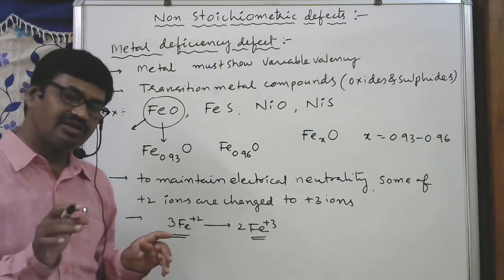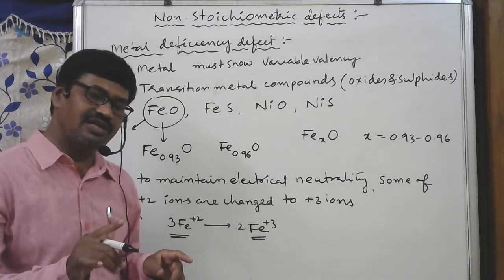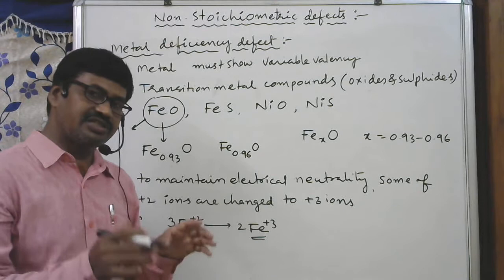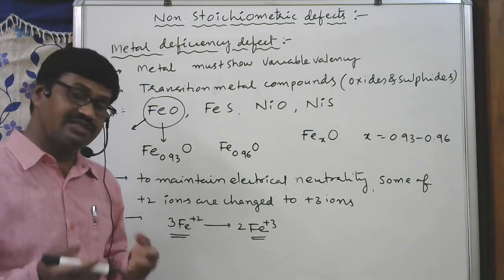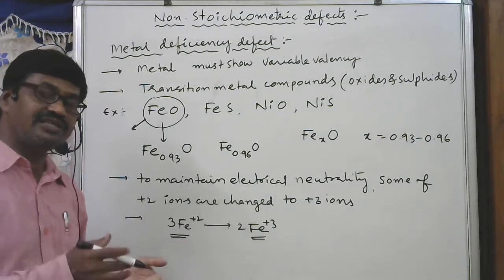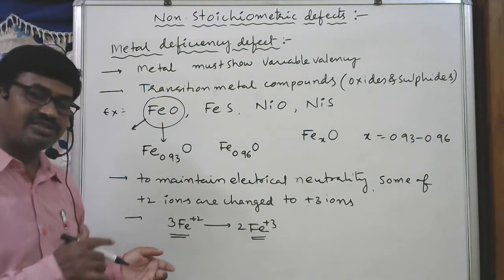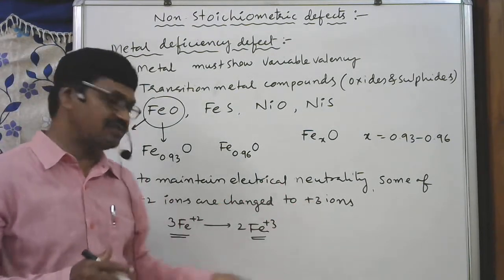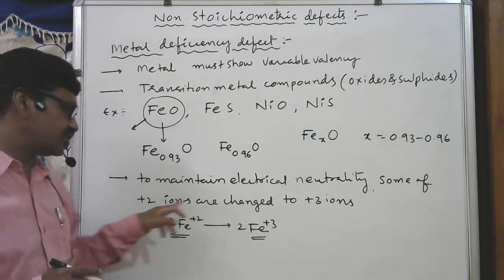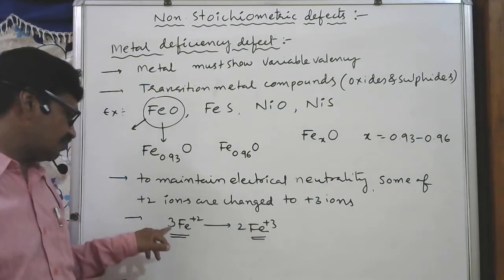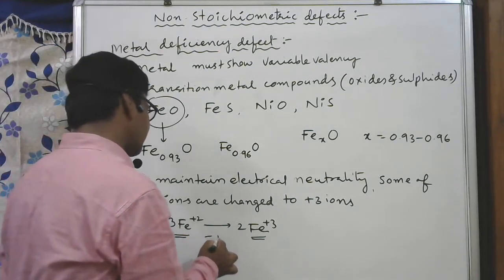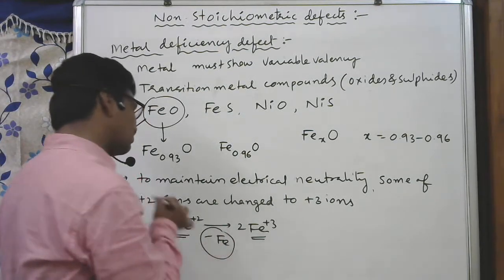Generally, a lower oxidation number, lower valency metal can go missing from the lattice, so higher valency metals may maintain electrical neutrality. Means some of the lower valency metal ions are changed to higher valency metal ions to maintain electrical neutrality. See here, one iron is missing from here.